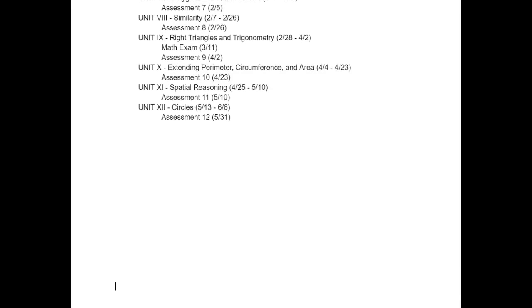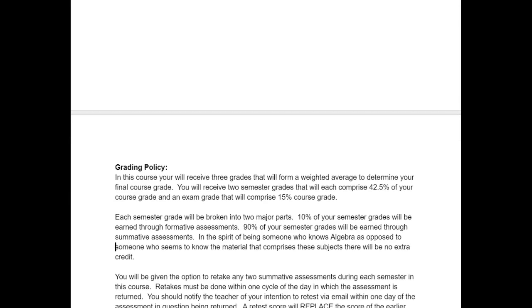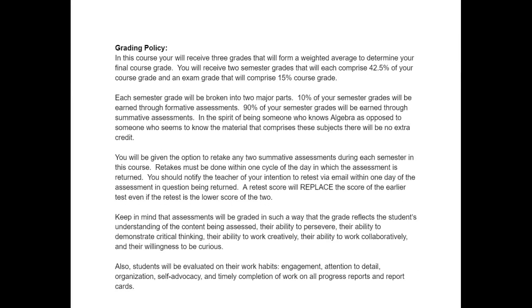All right, grading policy. Basically, the grades for this class are formed by taking 2 semester grades, which we will average. And that will comprise all total 85% of your grade. So that's why each of the semesters is 42.5. 42.5 and 42.5 is 85. The exam will be 15% of the course. So if you take 85 and 15, you get 100% of the grade.